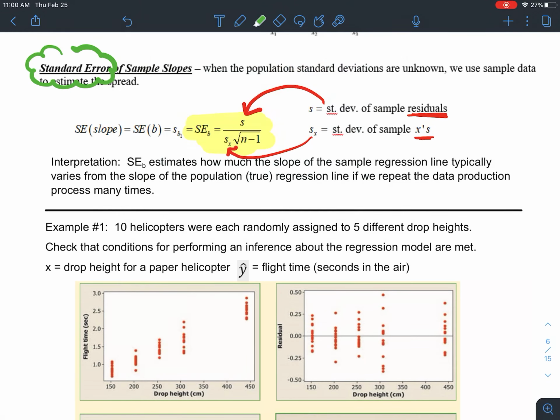How we interpret this standard error for your slope: all standard errors, all standard deviations, are really showing how something typically varies from the population version of that. So this is estimating how much the slope of your sample regression line typically varies from the slope of the population regression line if you were to repeat this process many, many times. We're going to spend more time on that.